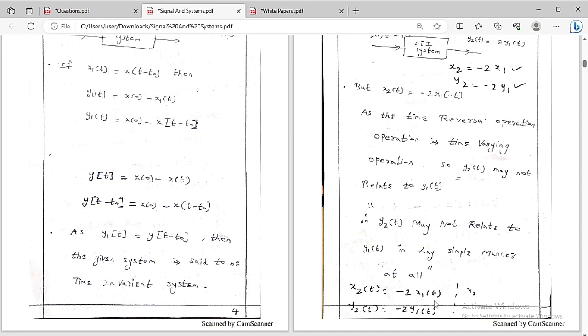But if the input x2 of t is equal to minus 2 into x1 of minus t, then I can't relate y1 of t and y2 of t in a simple manner, because a time reversal is there. Here there is no time reversal, but here there is. A linear time invariant system satisfies linearity and time invariance, but not time reversal, since time reversal is a time varying operation. So we don't know the exact relation between y2 of t and y1 of t. This is the correct solution of this question.